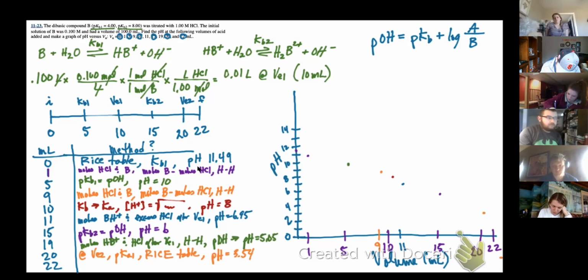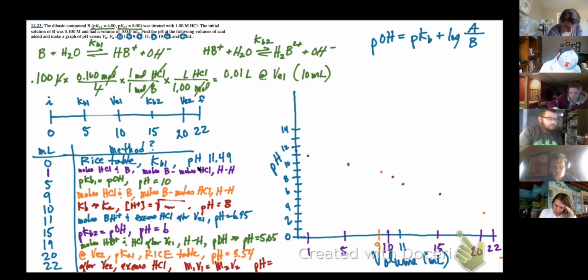Okay. And then is it the last one? 22. So we're after the second equivalence volume, so our pH is determined by excess hydrochloric acid. So you take the volume of the acid minus the equivalence volume divided by the total volume and multiply by the molarity of the acid, and that'll give you your concentration of acid, and then you take the negative log, and that's your pH. And I got 1.78. Okay. Yeah, that's spot on.